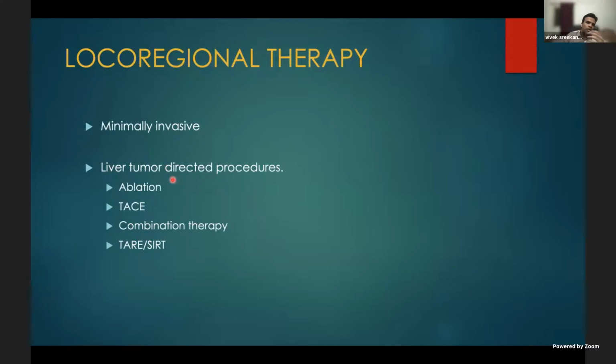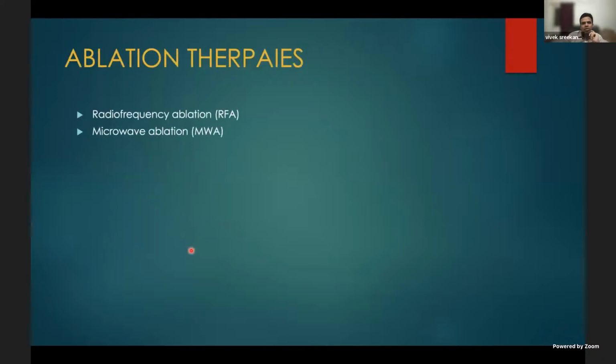The four main ones are ablation, chemoembolization, that is called transcatheter arterial chemoembolization, TACE, combination therapy, and radioembolization, that is the transcatheter arterial radioembolization, or TARE, as it is called. So I'll come to the ablation therapies first.